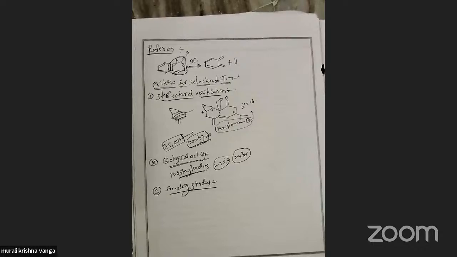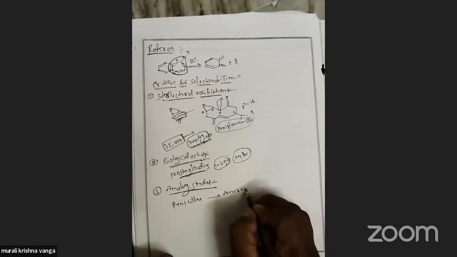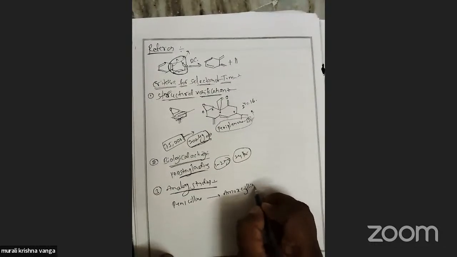Penicillin analogs are amoxicillin and ampicillin. These are the analogs.